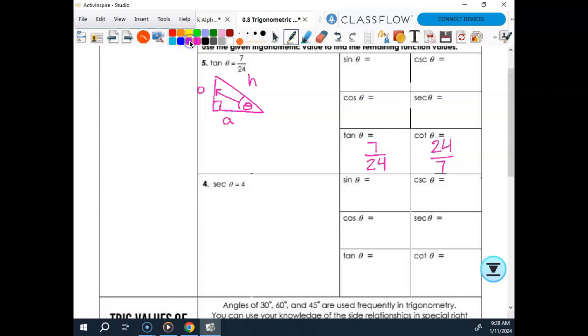I have the tangent of theta, so can I fill in a couple of side lengths? Yes? What's the length of the opposite side? 7, and this is 24, because tangent is opposite over adjacent, right? Gives me that ratio. Do I have enough information to find the hypotenuse? Yes. So 7 squared plus 24 squared equals h squared. That's actually a Pythagorean triple. H is 25. If you don't know your triples, that's fine, you just have to run through the Pythagorean theorem, but it's 25. Okay, so now set up your other 4 ratios.